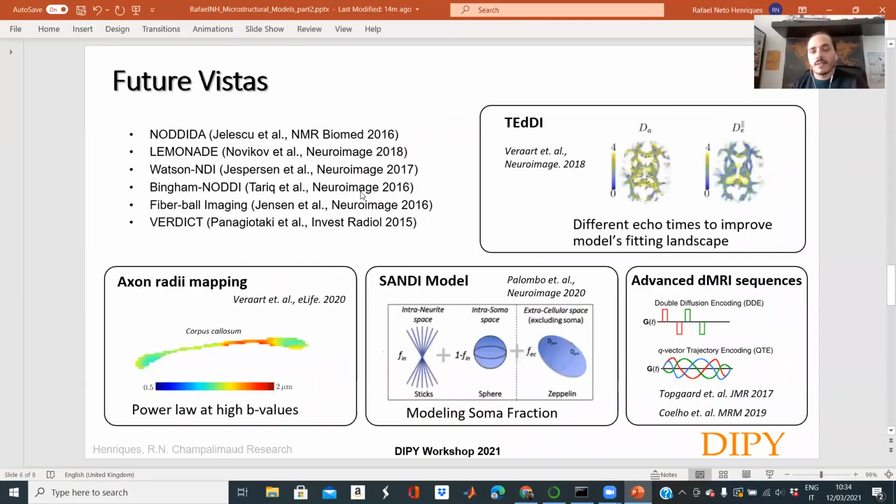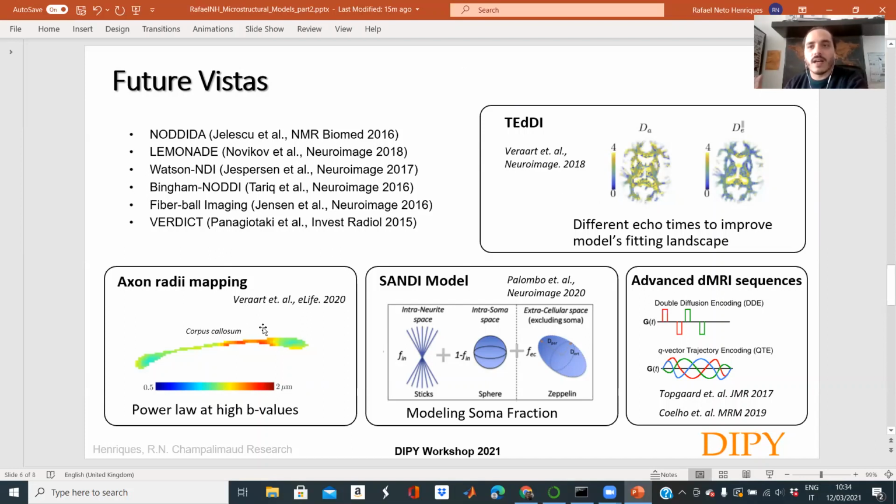Of course, there are many other models that I didn't have time to present, and also there are some models that we intend to incorporate in Dipy. So here are just some names. I only want to highlight a few promising strategies. For example, we have the Teddy model, which also uses information from different T2 acquisitions to try to improve the precision of microstructure model estimates.